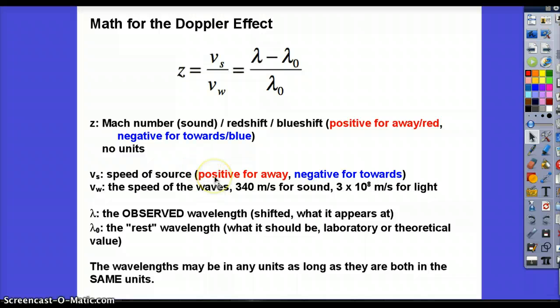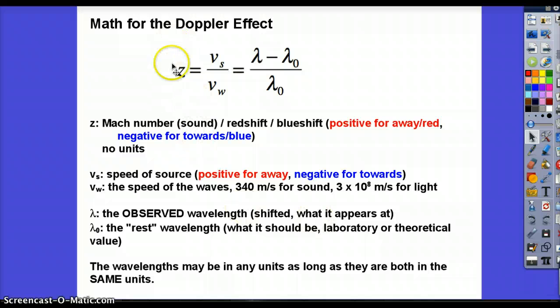If it's coming away from you, you're going to make it positive. If the source is coming towards you, you make it negative. And then Vw is the speed of the waves. So in the ambulance's case, we had sound waves, and so I want the speed of sound, which is about 340. If it were light waves, we would want the speed of light, which is 3 times 10 to the 8th. Your Vw is going to be one of these two numbers in every problem that we do in this class. If it's sound, it's 340. If it's light, it's 3 times 10 to the 8th.